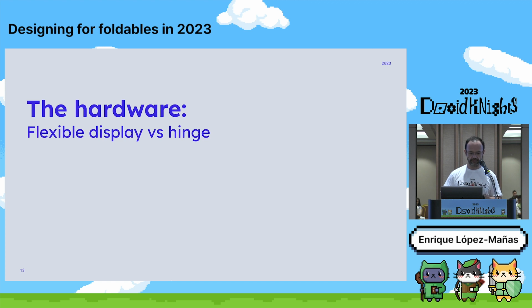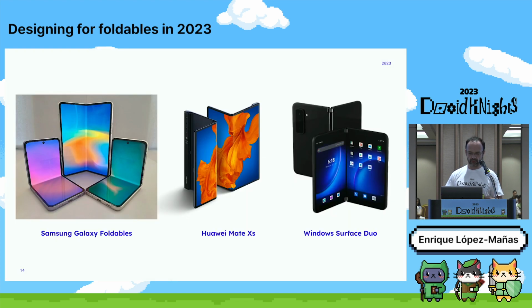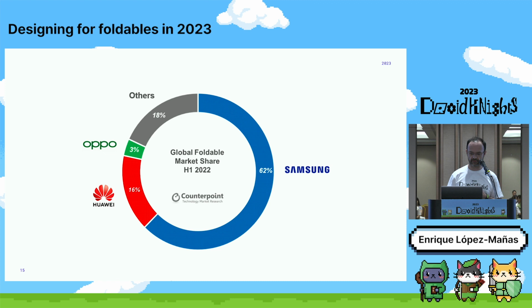Now, the hardware always needs to find a trade-off between having a flexible display and a hinge. This is what we can see now more or less in the market. We have the Samsung Galaxy foldables, right? They can be folded. They have screens that take a different appearance depending on the status of the device. We have things like the Huawei Mate XS and the Windows Surface Duo, which, if you have been checking the Windows Surface, it's a little bit different because they have this knot in the middle, and the screen is not a continuous one, right? You need to find the separation and take some design decisions.